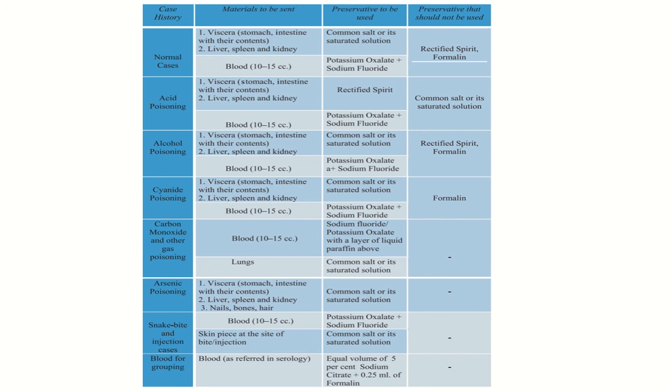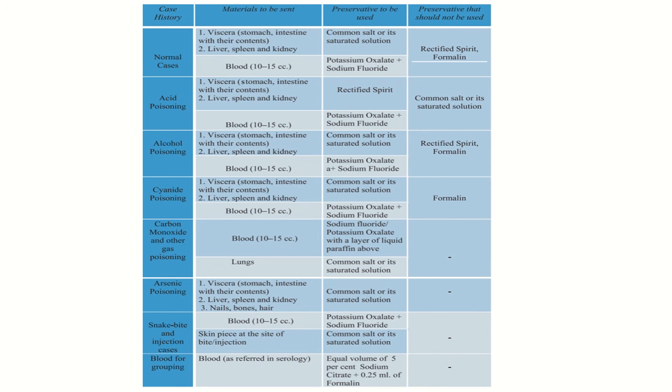Now about alcohol poisoning, viscera, liver, spleen, and kidney are preserved in common salt or its saturated solution, and blood is preserved in potassium oxalate and sodium fluoride. Here, rectified spirit and formalin should be avoided for preservation, because rectified spirit is 95% alcohol. So it would interfere with the alcoholic percentage because of alcohol poisoning.